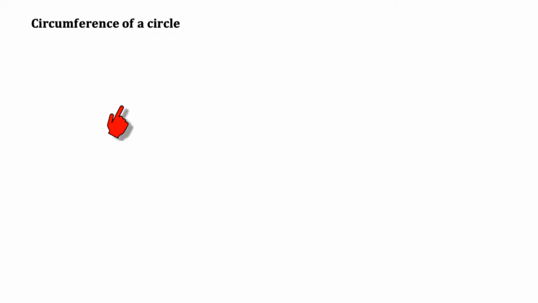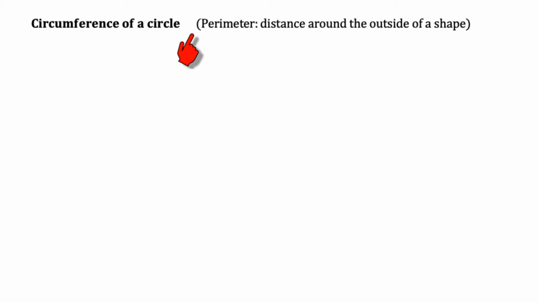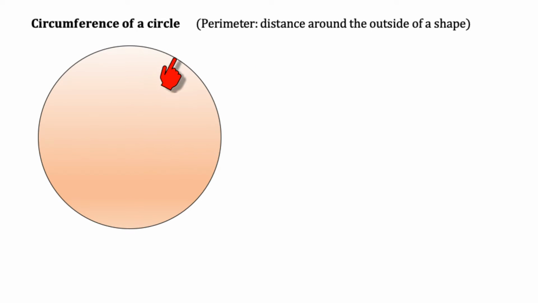All right, let's talk about the circumference of a circle. What is it and how do we calculate them? It's a big word, circumference, but it's not anything particularly unusual. It's just the perimeter. And if you remember from previous work, the perimeter is just the distance around the outside of a shape, or the length around the outside. So in a circle, it would be this distance here around the outside of the shape.